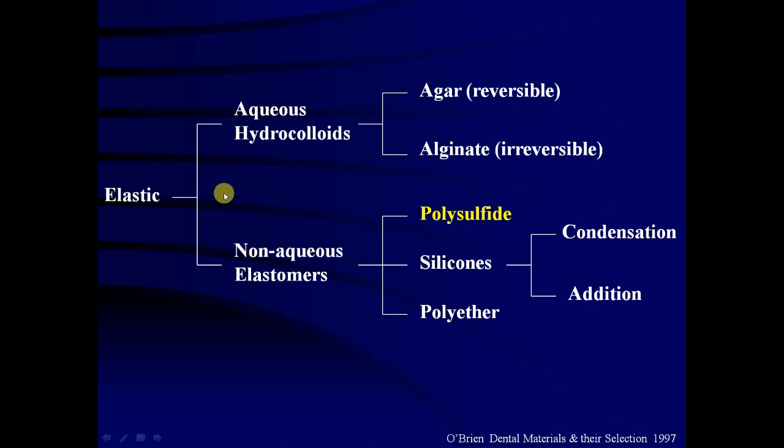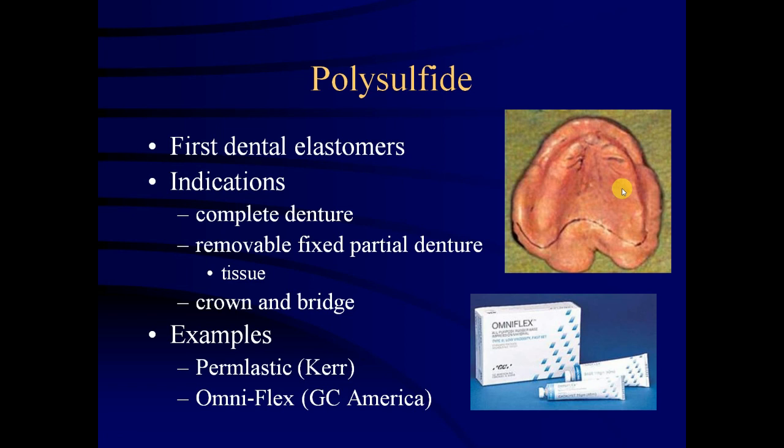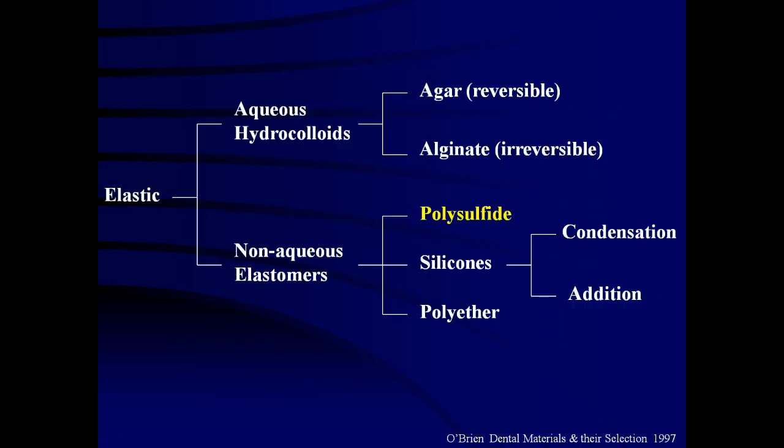I guess you have all gone through it thoroughly till now, because this is the third time I am putting this chart in my slide, because this is a very important slide. Just by seeing this, you can easily differentiate and classify the elastic impression materials into aqueous and non-aqueous. Aqueous includes agar and alginate; non-aqueous includes polysulfide, silicone, polyether. I guess it should be in your tips now.